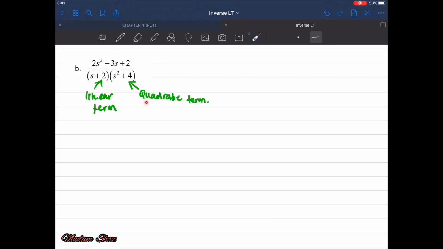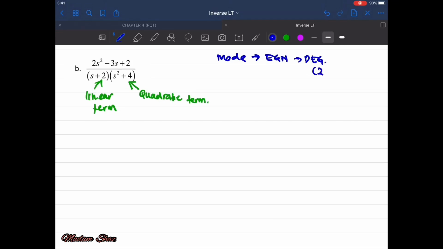So for the quadratic term, you have to check whether you can factorize or not. So how to check whether you can factorize or not? By using the calculator. Mode, EQN.